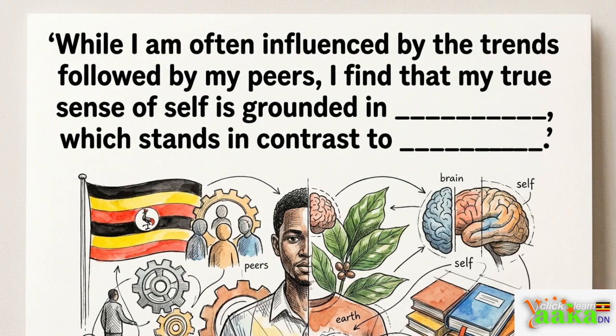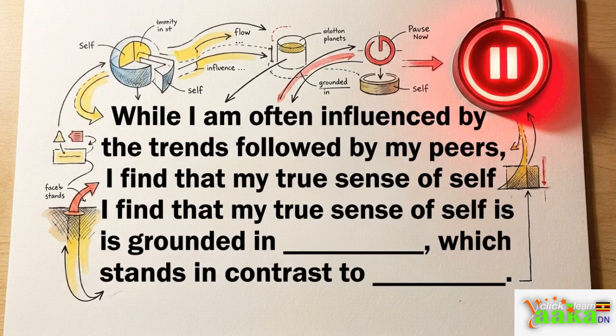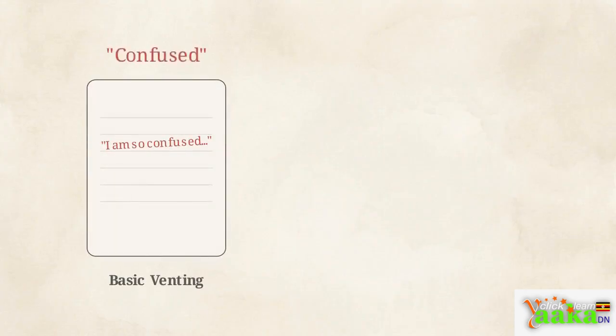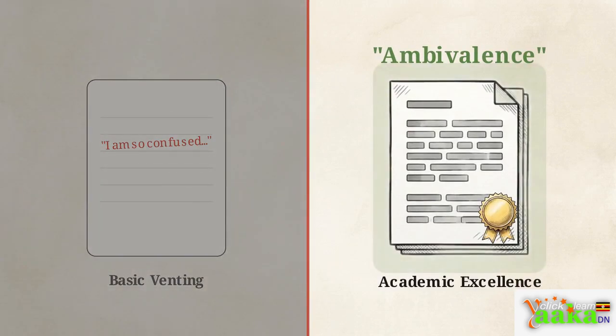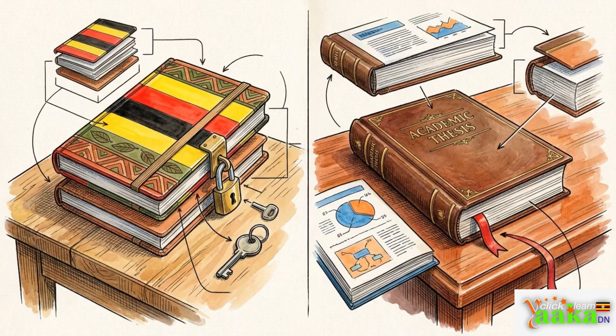Look at the sentence frame on screen. I want you to pause the video right now and engage in an active recall exercise. Fill in the blanks using your own Ugandan context and your own experiences. Consistently practicing this kind of vocabulary transformation is the dividing line for examiners. It elevates an O-level response from a simple diary entry to an exceptional, mature academic essay.